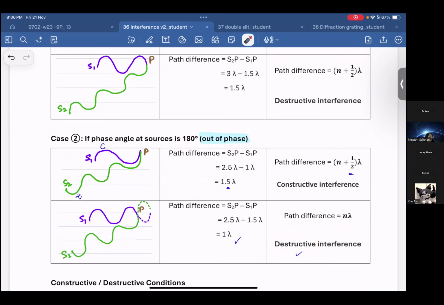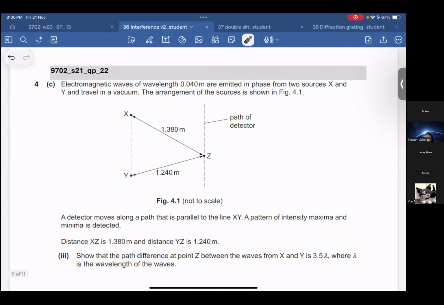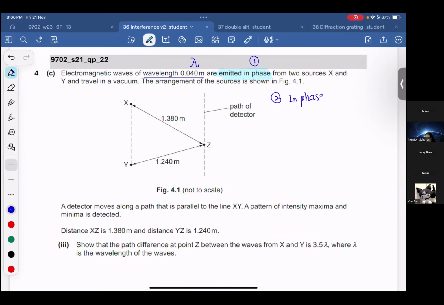Okay, let's go to your last page, number 11. EM wave of wavelength 0. Okay, this one, they give you the wavelength, so we mark it down. Later on, when you want to do it, you can straightaway get the idea. Wavelength is here. They are emitted in phase. You see, emitted, this is what I want. So this is the first point we need to find: in phase, so starting, they are in phase. Second thing, if in phase, constructive is constructive.